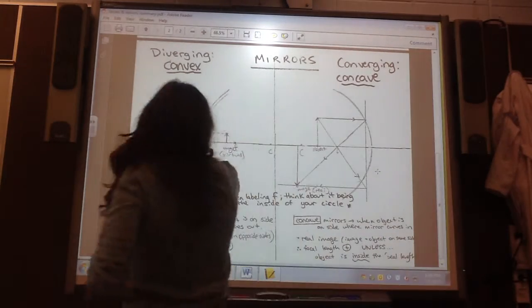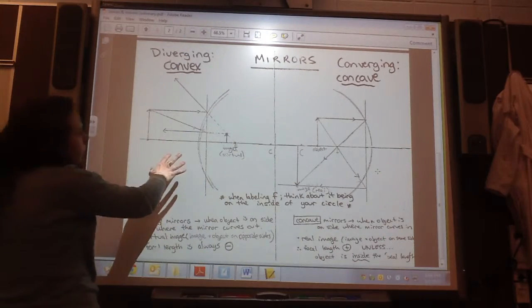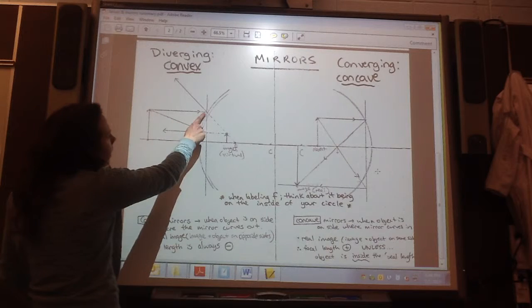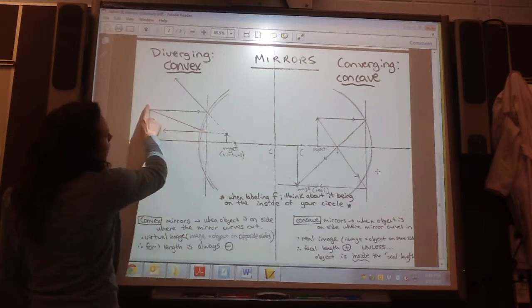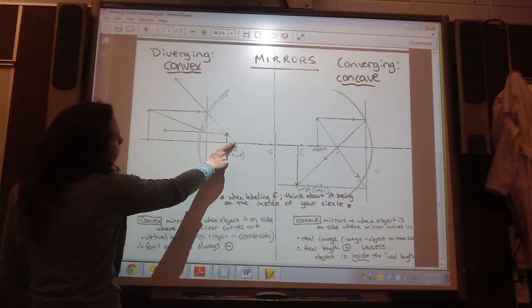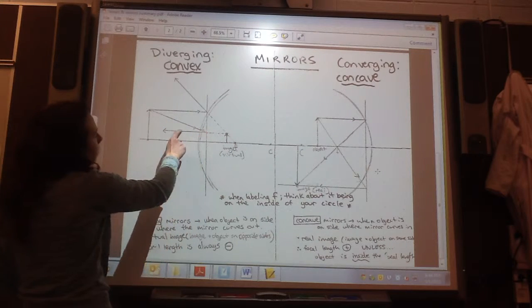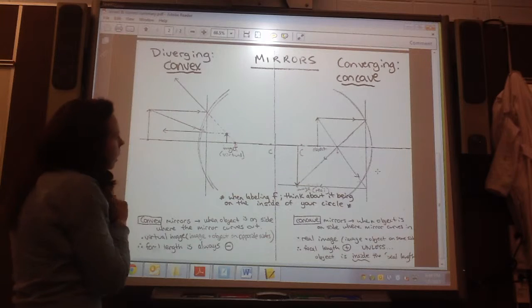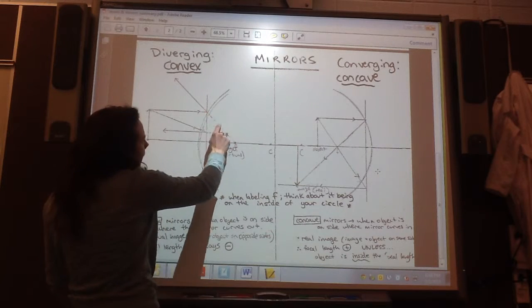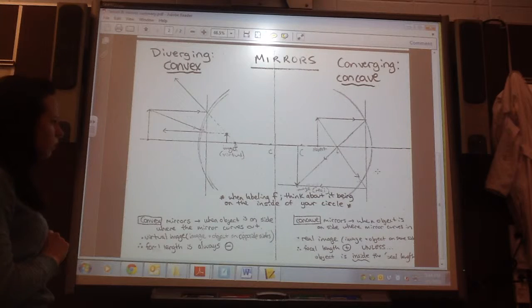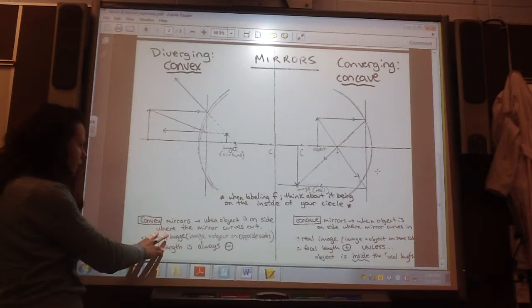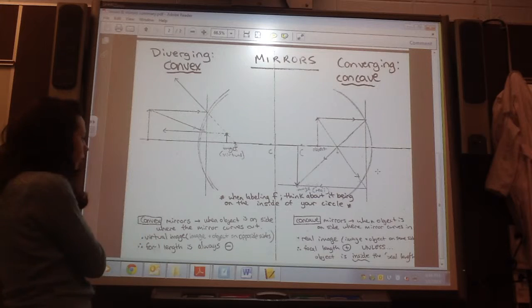So with convex, it's our diverging mirror. It comes in parallel and goes off at the angle of the focal point. It comes in going toward the focal point, but bounces off going parallel. So you dot line these back and you get this virtual image. All right? So these convex mirrors create virtual images.